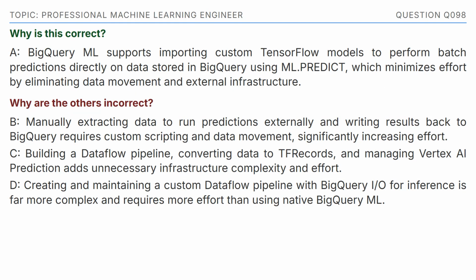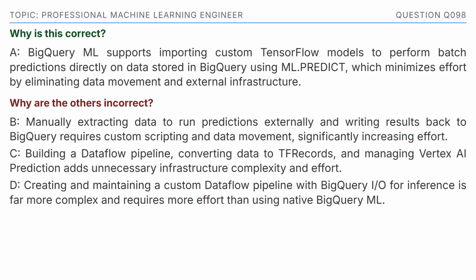BigQuery ML supports importing custom TensorFlow models to perform batch predictions directly on data stored in BigQuery using ML.PREDICT, which minimizes effort by eliminating data movement and external infrastructure. Why are the others incorrect?